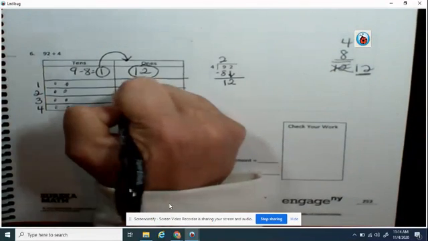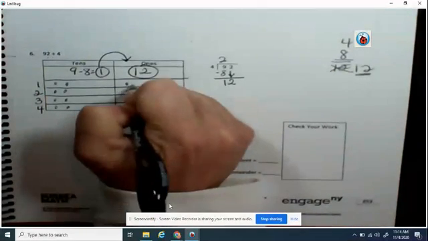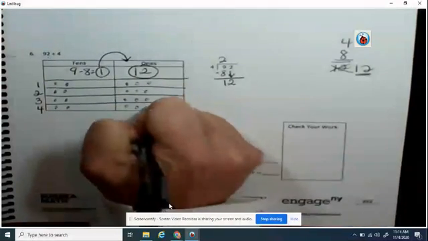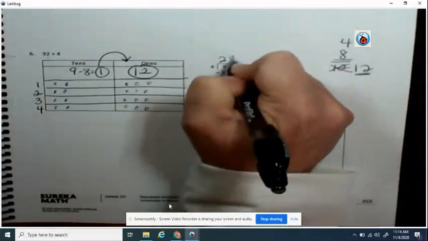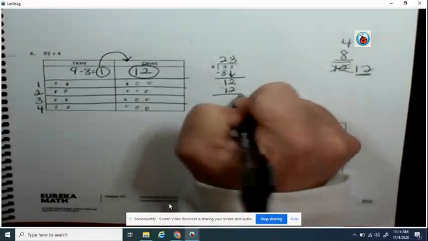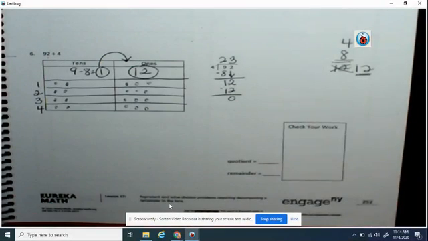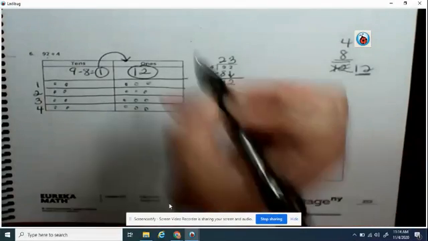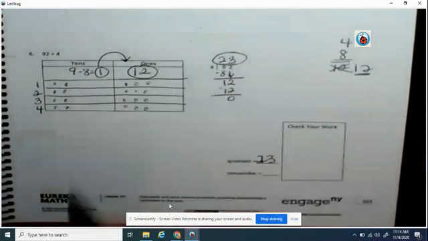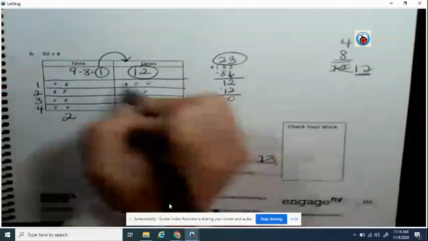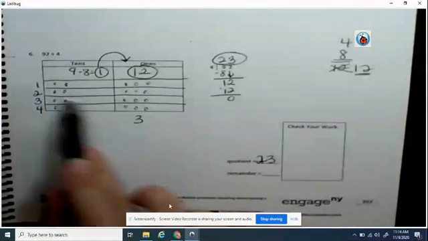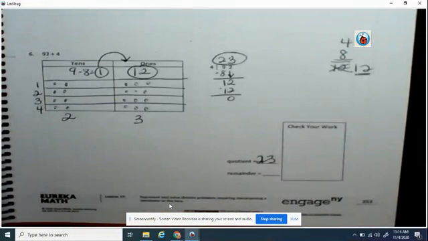So 1, 2, 3, 4, 5, 6, 7, 8, 9, 10, 11, 12. 4 times 3 is 12. A remainder of 0, nothing left over. So my quotient is 23, my answer. This is my answer right here. That's my quotient. Here's my answer right here, 23. There's 23 in each group. 23, 23, 23, 23, 4 times.